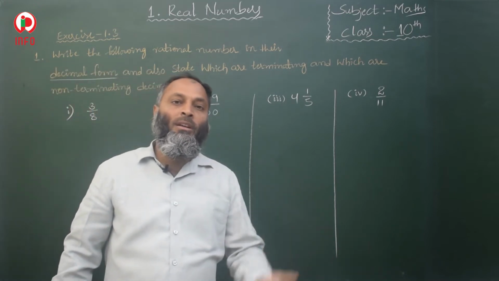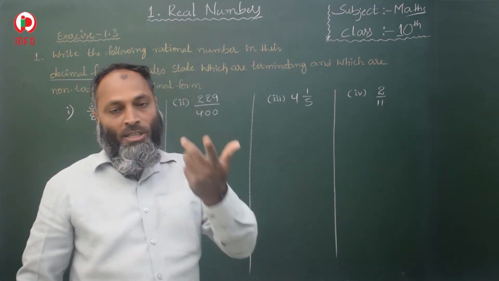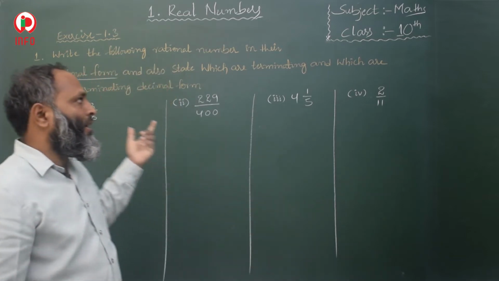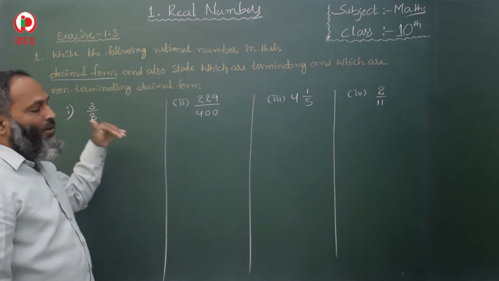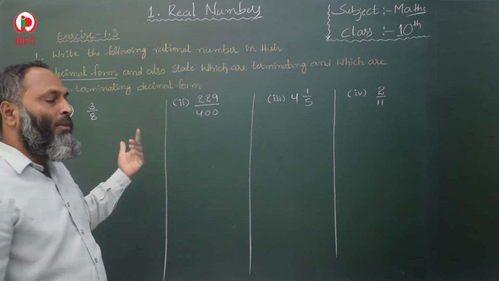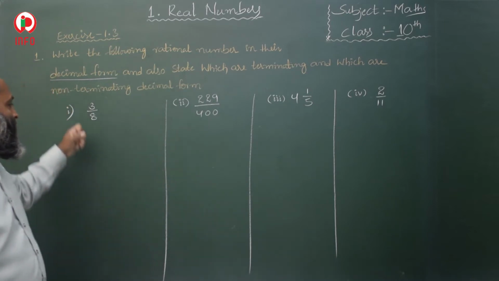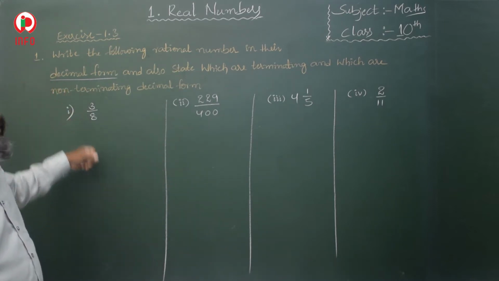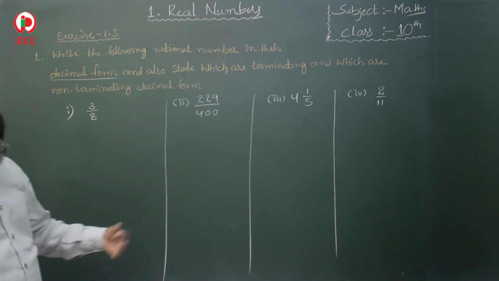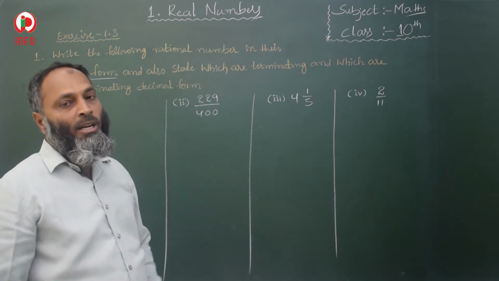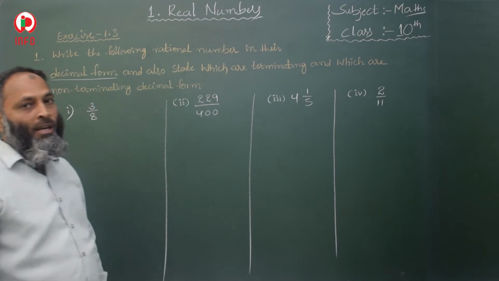Whichever method you want to follow, that's your wish. Because here he is not asking to follow a particular method, any method we can follow. So here I want to split the denominator's prime factors, and after that we can say whether it is a terminating or non-terminating decimal.